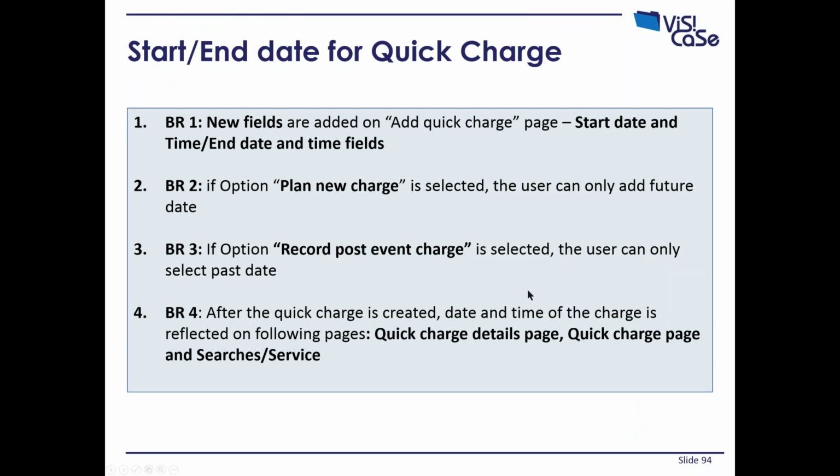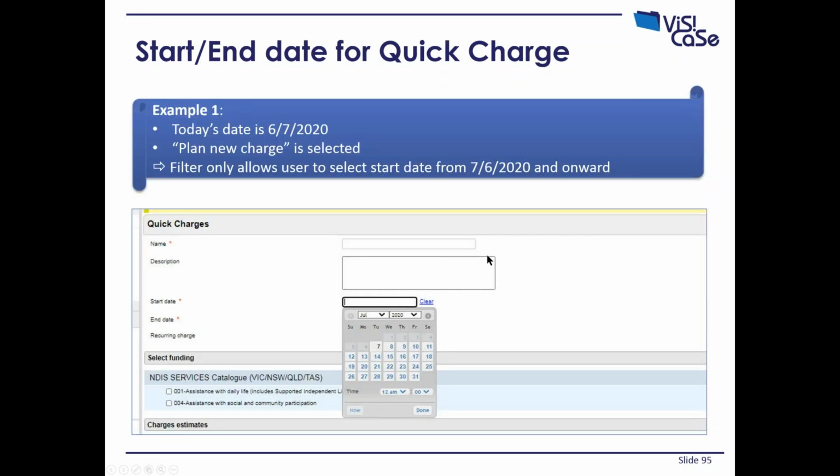Now coming towards another enhancement on the quick charges. This is the business rules, which I will be showing in the next slide. Now the user has the ability to add the start date and the end date for the quick charges as well. So when I go and plan a new charge, I will only be able to add charges from the current date onwards. The user won't have an ability to add the charges for the past. For example, if I want to add the charges for last year or yesterday, I won't be able to select it. The user can also add the timing as well for the quick charges.